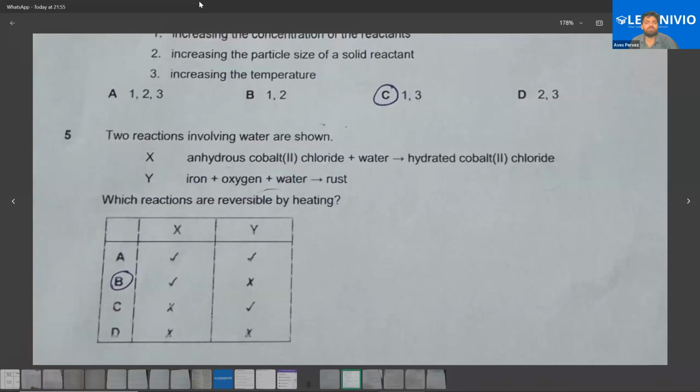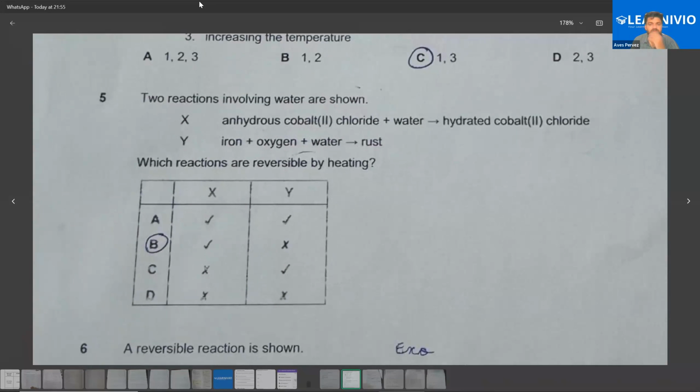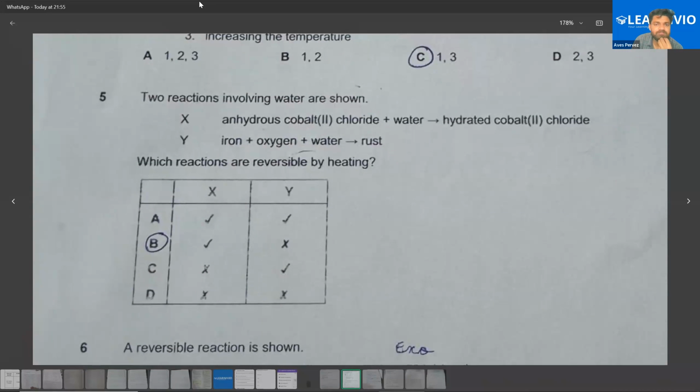Okay. Question number 5. Two reactions involving water are shown. Anhydride is converted to chloride. Which reactions are reversible by heating? X is reversible, Y is not reversible. So B: X is reversible and Y is not reversible. Okay. Fahad.